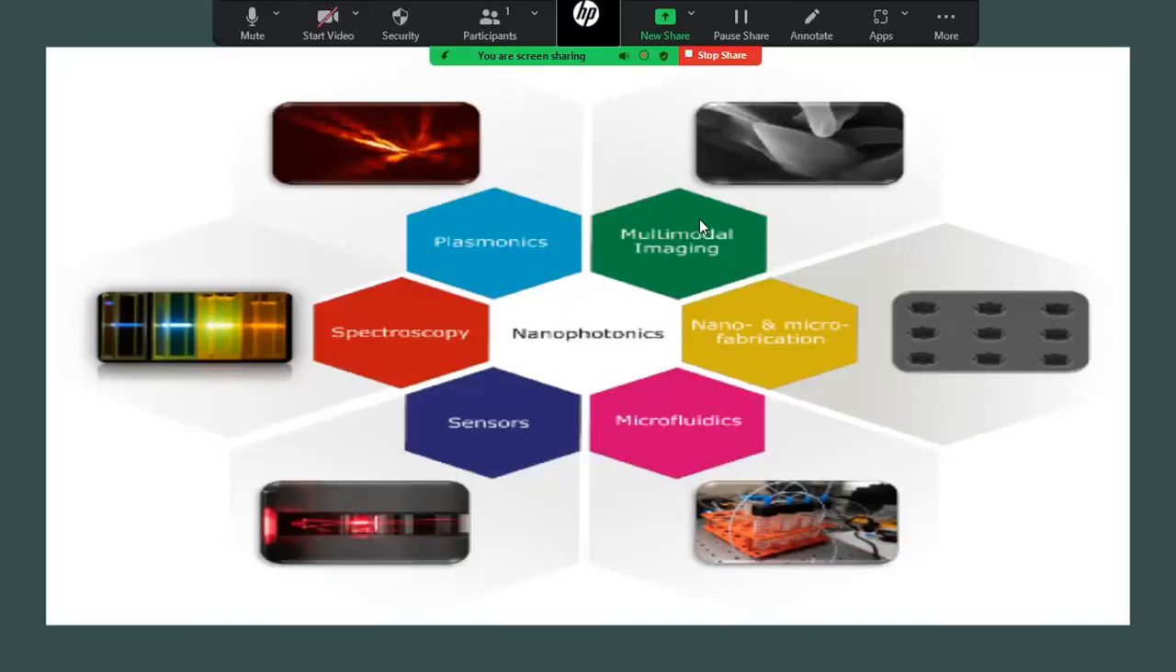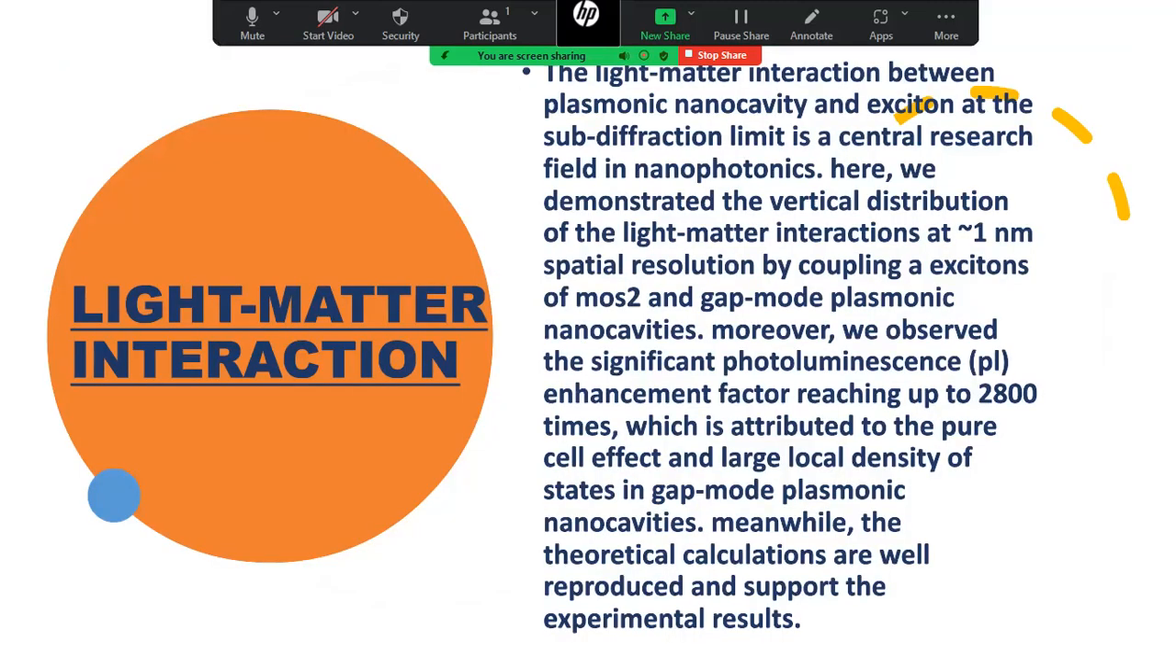This is the nanophotonic structure: plasmonics, spectroscopy, sensors, microfluidics, nano and microfabrication, multimodal imaging. So the next topic is light-metal interaction.